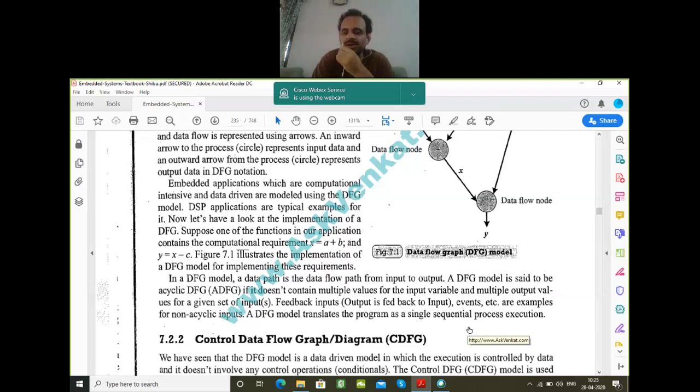Okay. So multiple values of the input variables are not there. We have A and B. Multiple input variables, but not multiple values like 1 and 0. But A is 1, B is 0. You cannot have A equal to 0 and A equal to 1, two values for A. A should have only one value, 1, or B should have only one value, 0. Then you can perform certain operations on the input variables. It is called acyclic data flow graph.